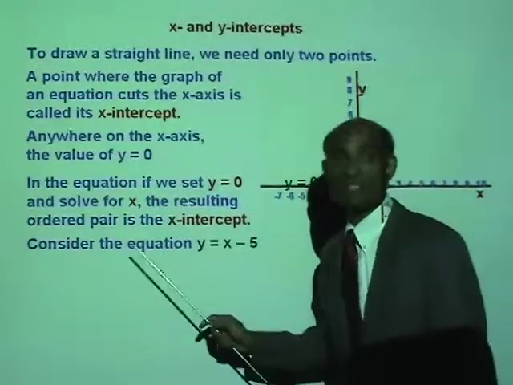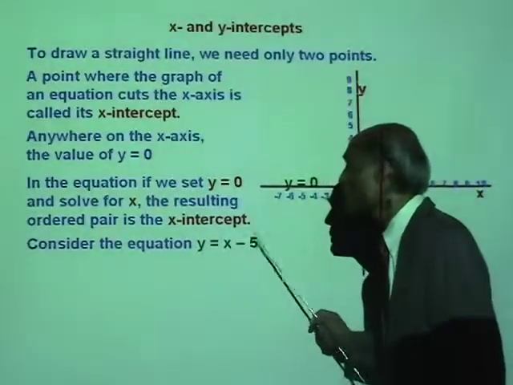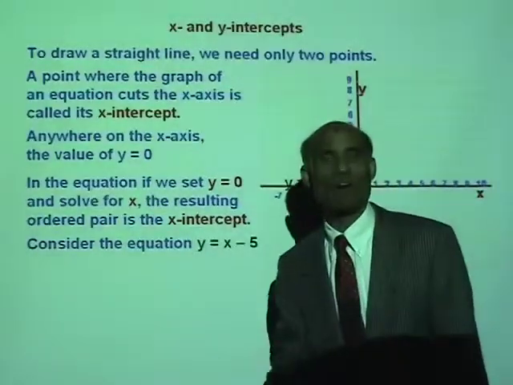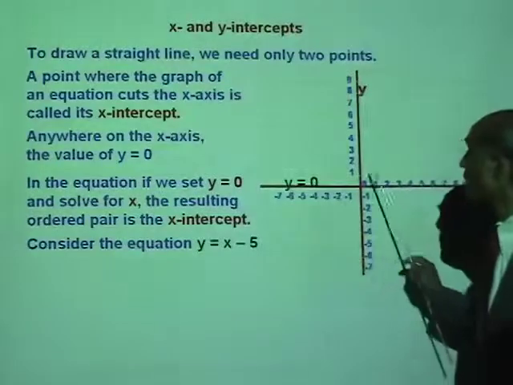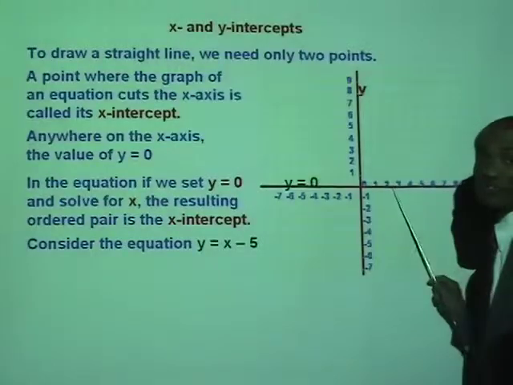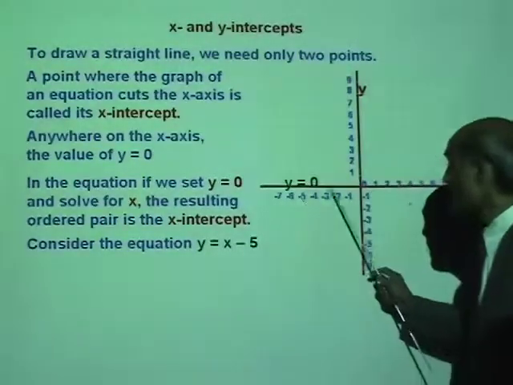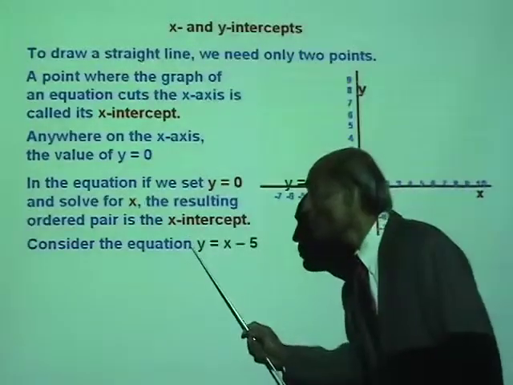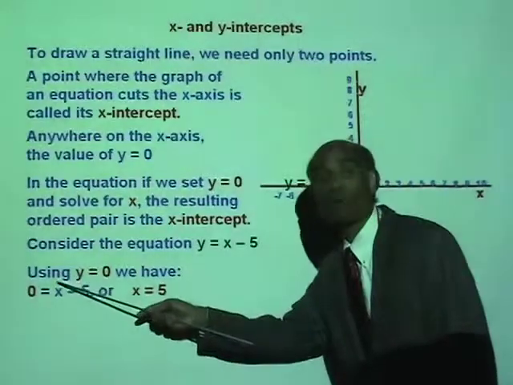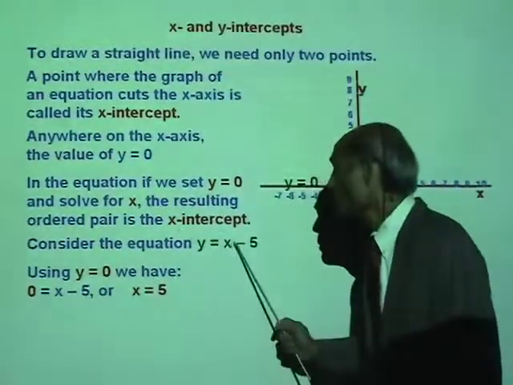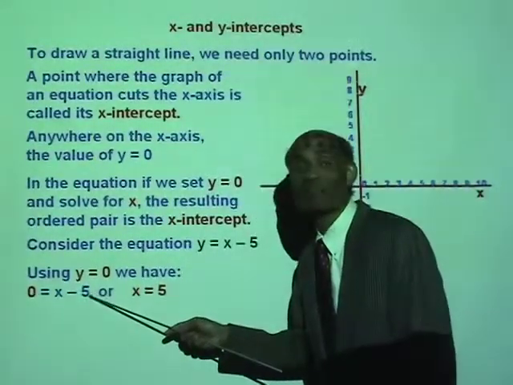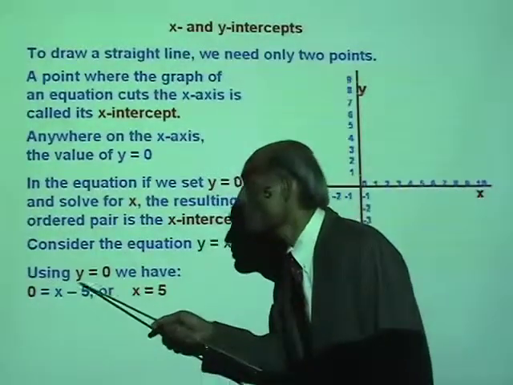For example, let's consider the equation y equal to x minus 5. Now, we need to find the x-intercept of the graph of this equation. In other words, when you draw the graph of this, at what point will it cut the x-axis? Now, you know that anywhere on the x-axis, the value of y will be 0. So what do we do? Set y equal to 0. Using y equal to 0, we can now write this as 0 equal to x minus 5. Can you solve this equation for x?